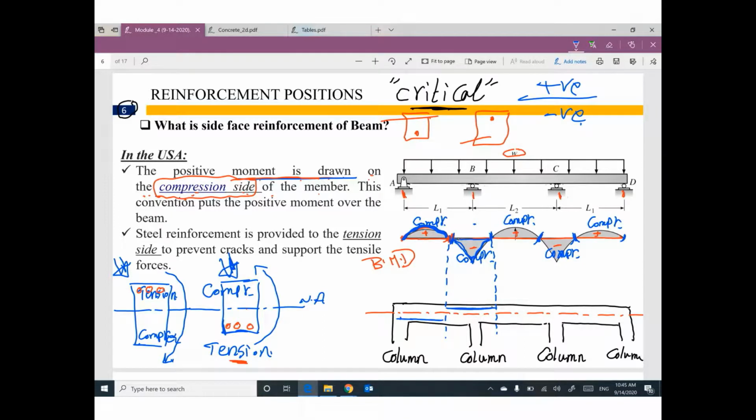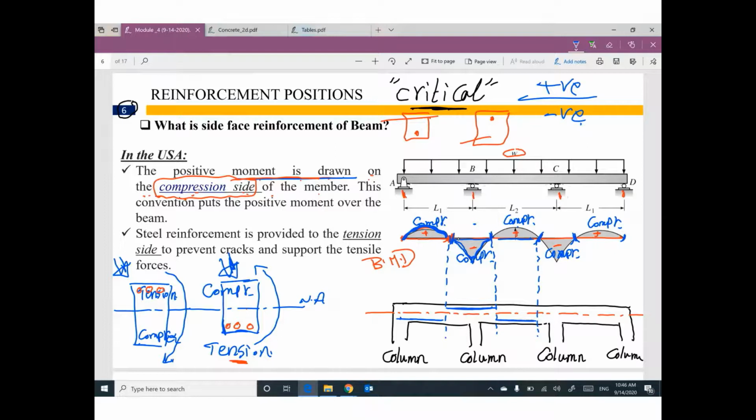For this part of the beam, we have the bending moment diagram at the top of the beam, which is positive. So compression will be at the top. That means tension will be at the bottom. So the steel reinforcement will be at the bottom.